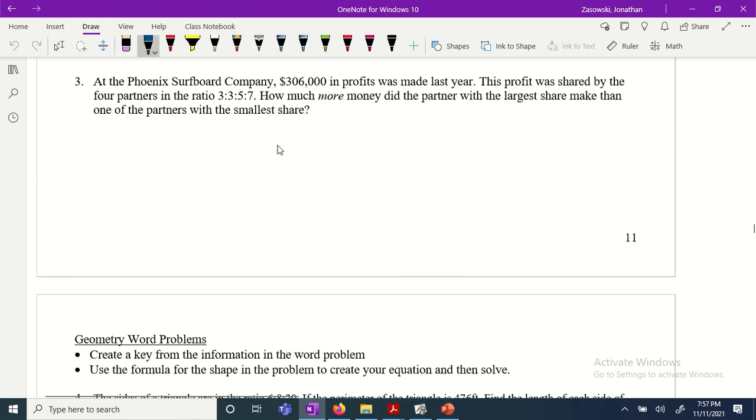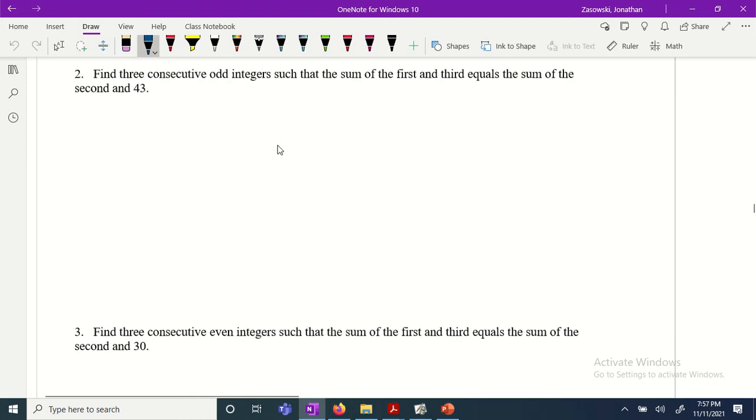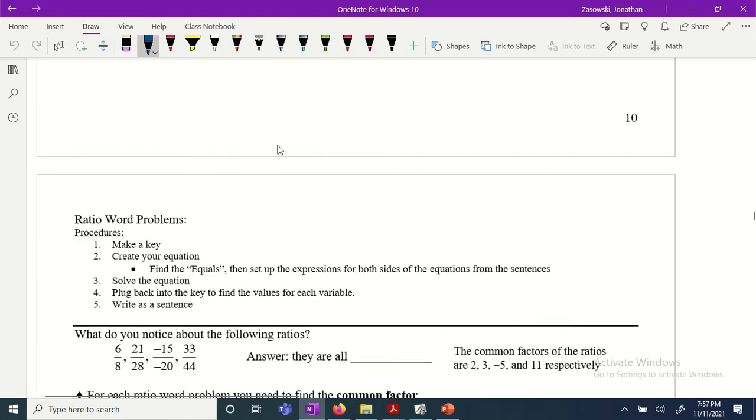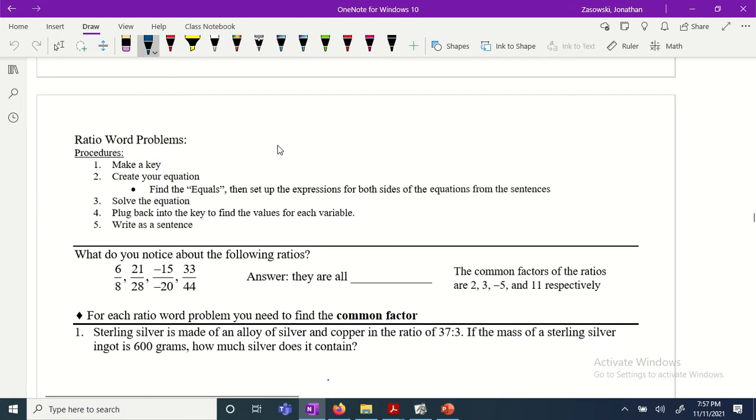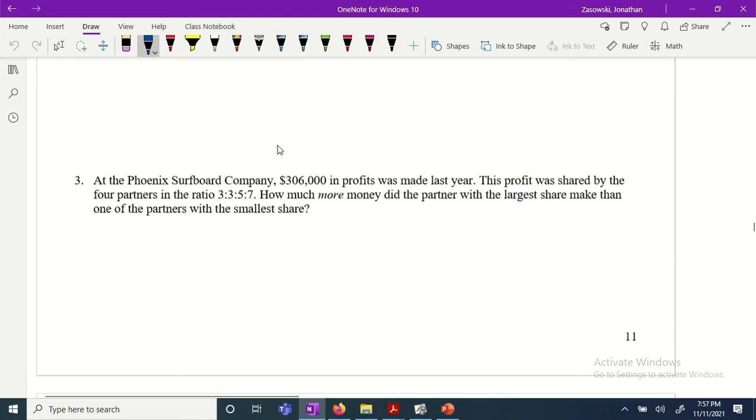What's going on? Sorry I couldn't be here today, but we are going to take a look at ratio word problems, the next lesson in our packet here, and this is on page 11.